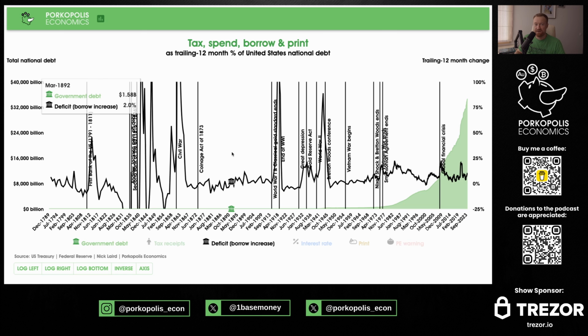Okay, so that means that over the trailing 12 months, starting April 1891, ending March 1892, the debt increased only 2%. Not bad, not bad. All things considered, if you look at this chart, the debt only increased 2%. So that means that if it was, making numbers up now, $1 trillion in taxes that they received, it's only $20 billion over what they spent.